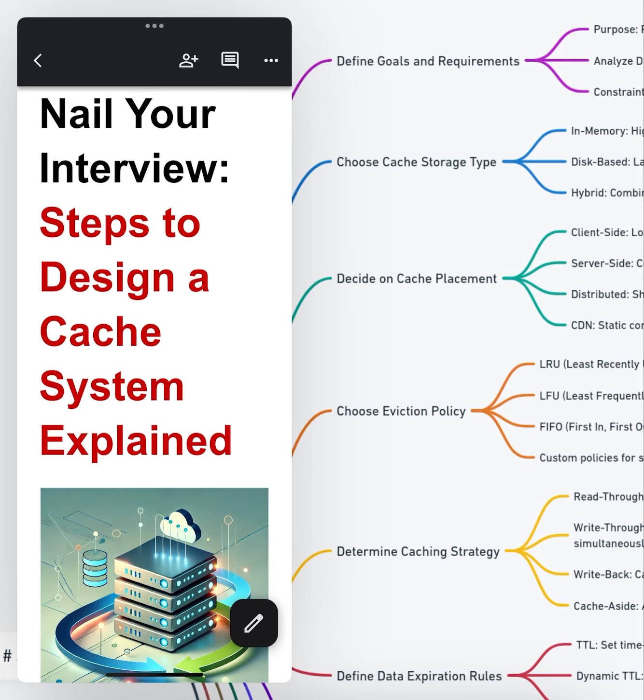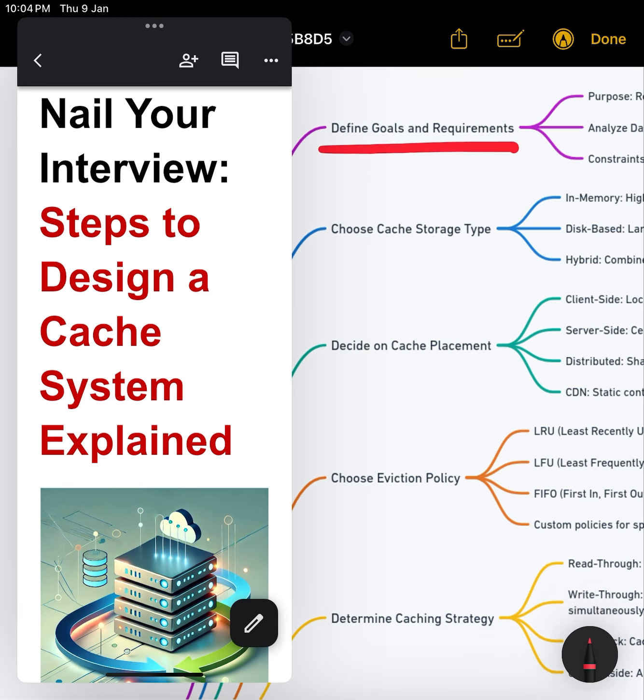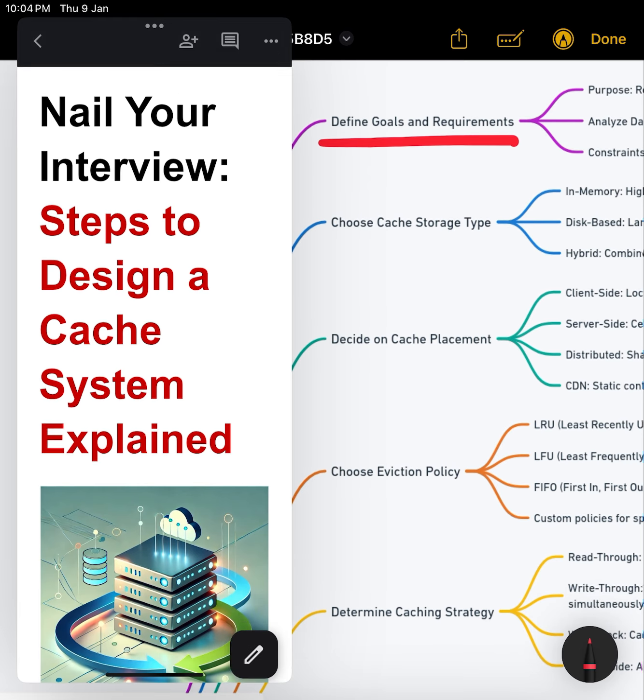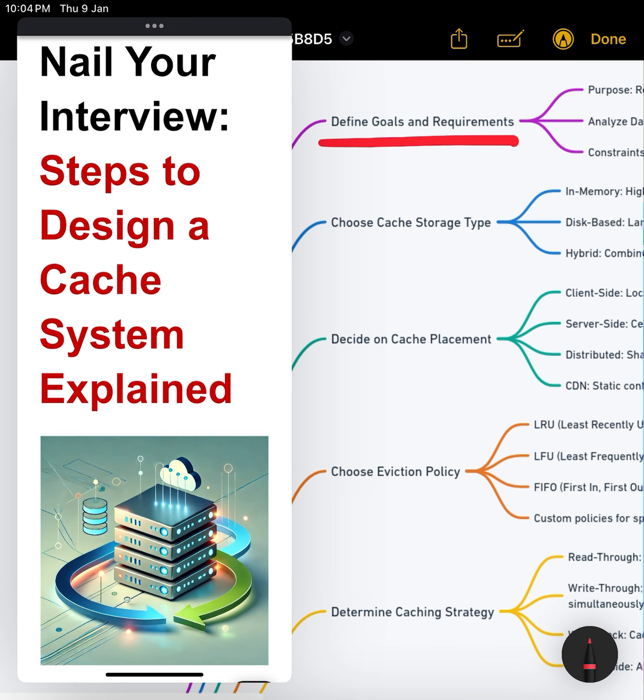Steps to design a cache system. Designing a cache system involves several steps to ensure it improves performance, scales effectively, and aligns with the application's requirements. Here's a broader step-by-step approach.